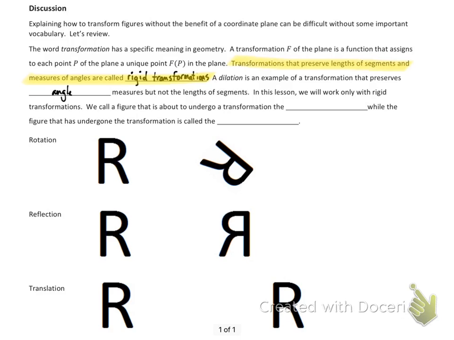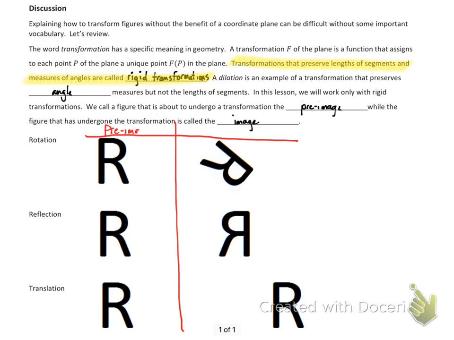And this is something we've already talked about, but we'll reiterate it here. A figure that is about to undergo a transformation is the preimage. And the figure that has undergone the transformation is the image. Does that say angle? Yeah, angle. So then we've got preimage and image. Those are the only blanks you have to fill in. I'm going to turn this display down here into a table. And on the left side every time we've got our preimage, and on the right side we've got our image.